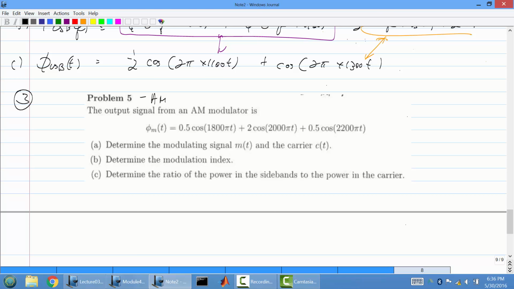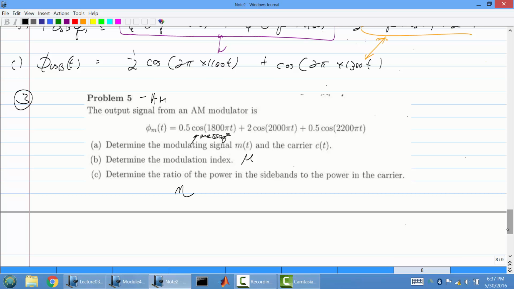Determine the modulating signal, we'll call this the message signal. Given this modulated signal, we want to figure out what the original message signal was, as well as what the carrier is supposed to be. Also determine the modulation index, which is mu, and then also determine the efficiency ratio. We have to figure out what the power in the sidebands is compared to the power of the carrier.